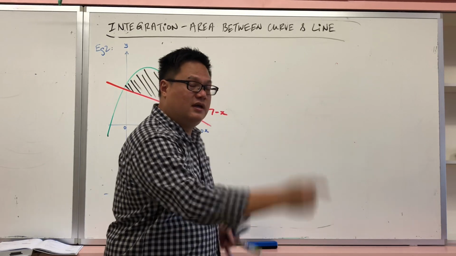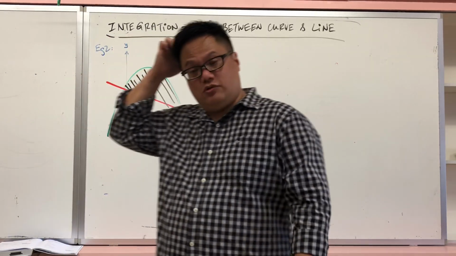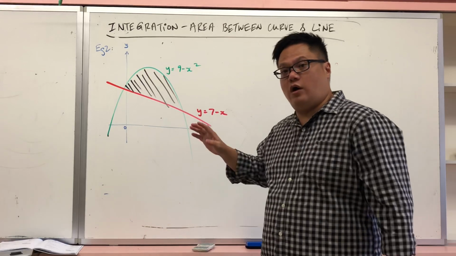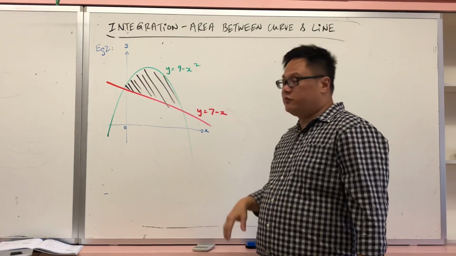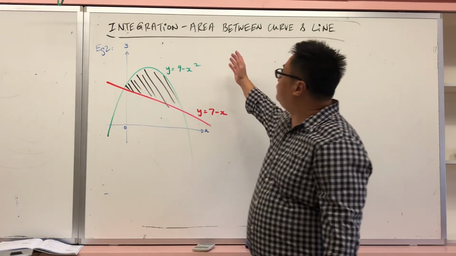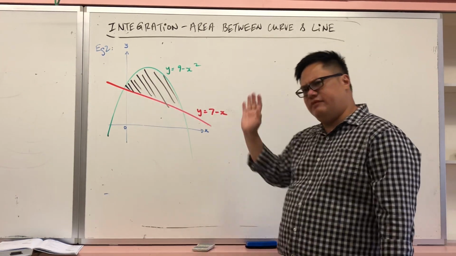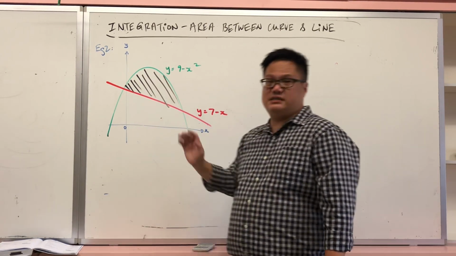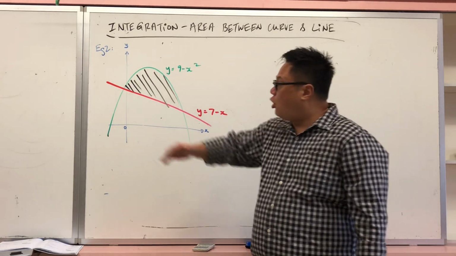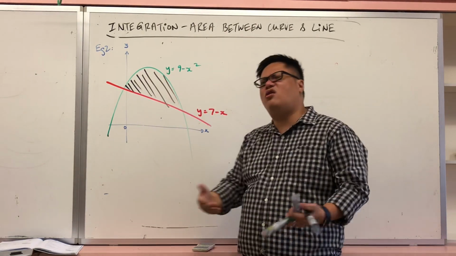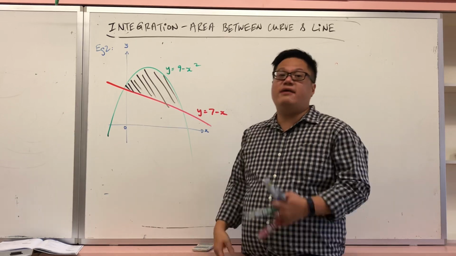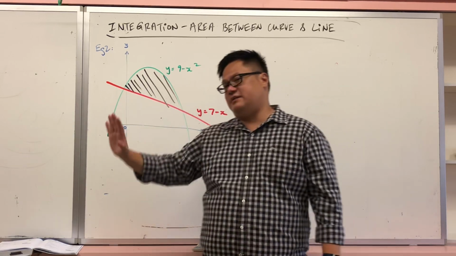Example 2. Take a look at this example 2. Now I'm going to do this question. Again, same thing, we'll try to find the area bounded between the curve and the straight line. What's the difference between this example 2 and the previous example just now? The previous example had a horizontal line. Why, if it's not a horizontal line? How? What else is different between this example and the previous example?